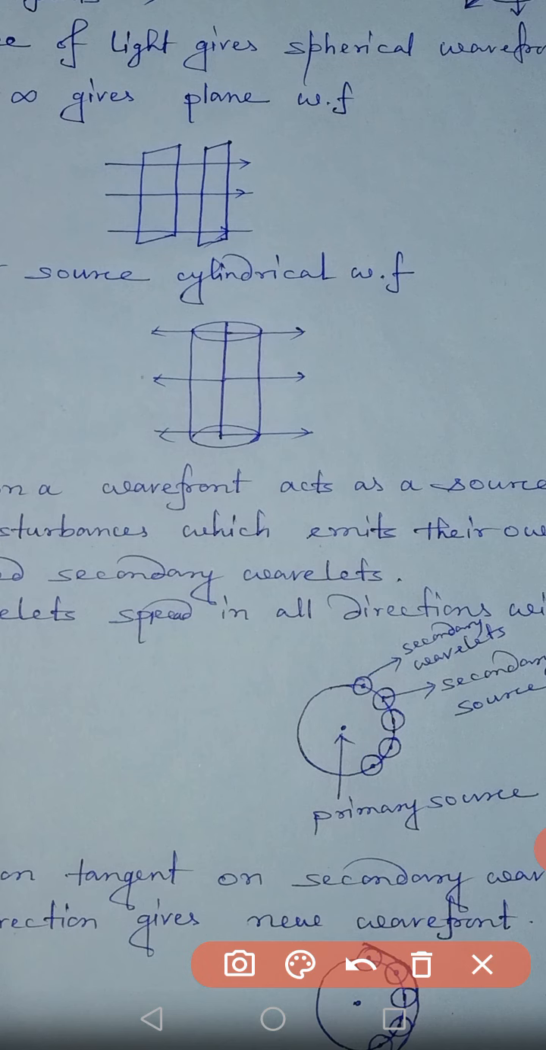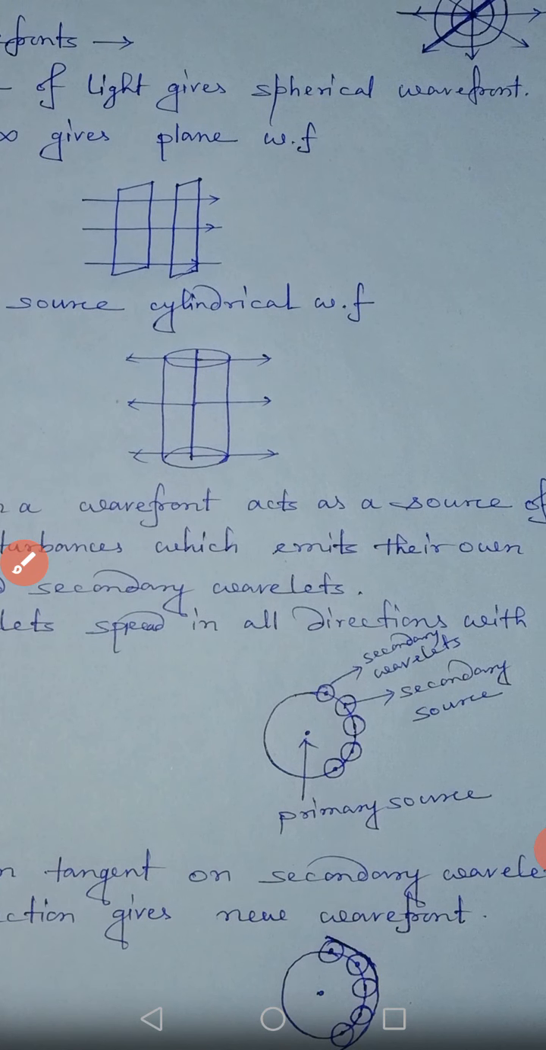Now if this is a point source of light, it will also make a wavefront. What kind of wavefront will it make? Spherical wavefront, like this, a small wavefront. This point also will make another wavefront, and this point will make another wavefront. So we get a number of wavefronts on this surface, and these are called secondary wavelets. The sources on the surface are called secondary sources. I hope this part is clear.